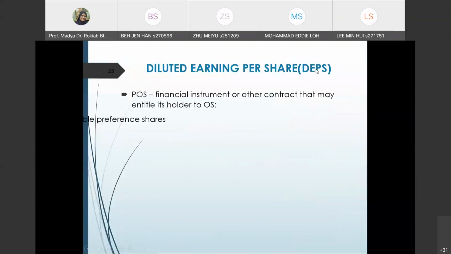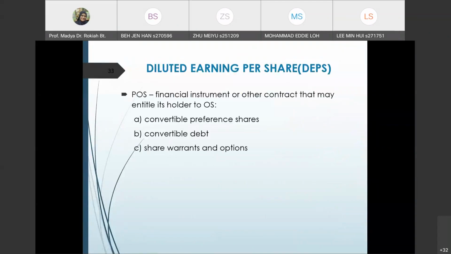Diluted earnings per share. We have POS here, which is a financial instrument or other contract that may entitle its holder to ordinary shares, so the holder of POS can convert to ordinary shares. Examples of POS are convertible preference shares, convertible debt or loans, share warrants and options, and the employee plan, the ESOS. They may convert these into ordinary shares. So you have four types of POS.